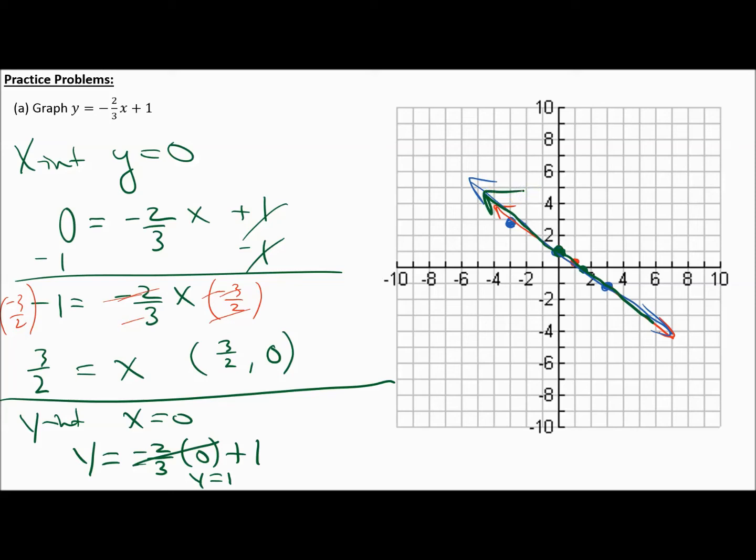So it's not that you have to know 3 ways to graph, but some problems are easier to do one way and some are easier another way. This one was already in y equals mx plus b, which to me is the fastest.